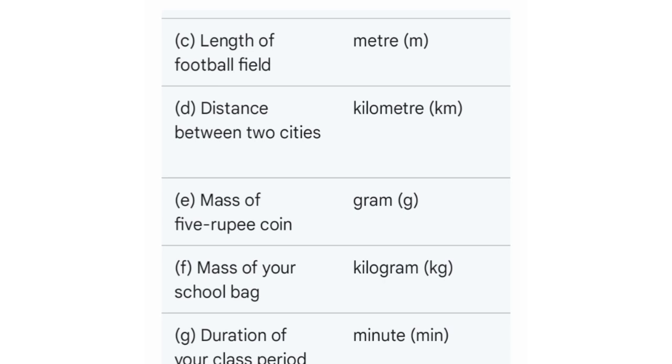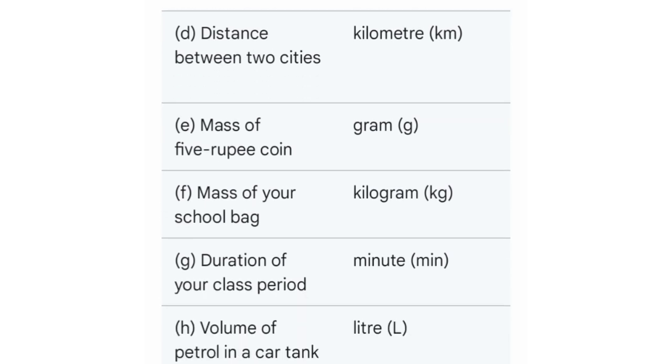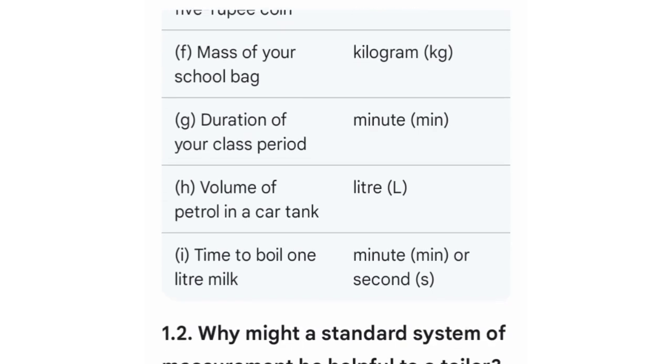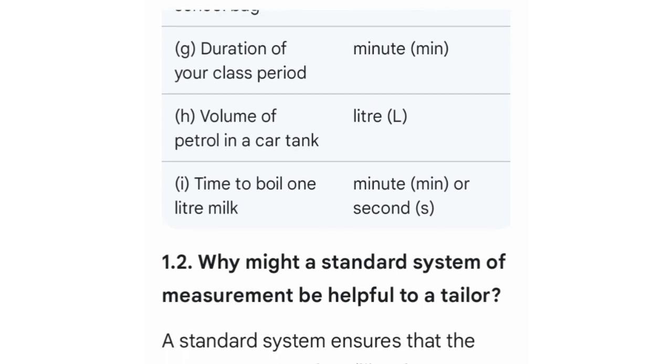Distance between two cities should be measured in kilometers. Mass of a 5 rupee coin should be measured in grams. Mass of your school bag should be measured in kilograms. Duration of your class period should be measured in minutes, as you daily observe in your school.